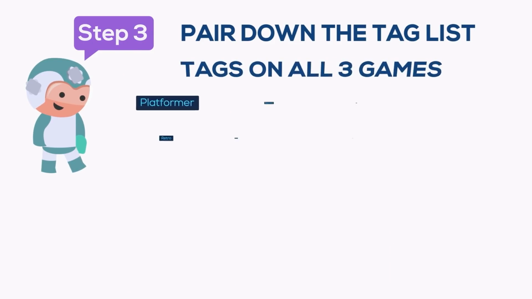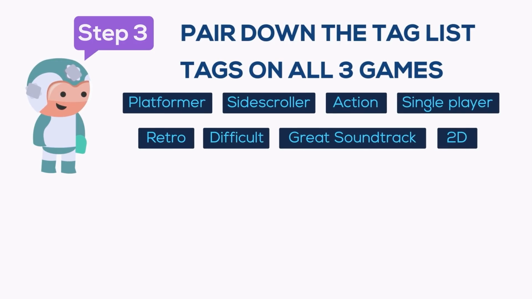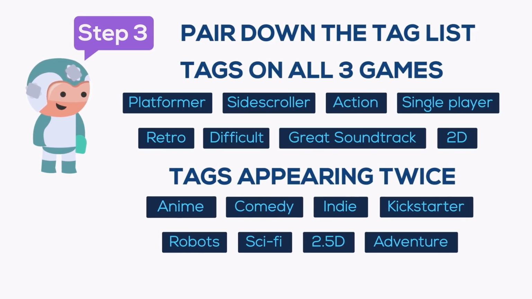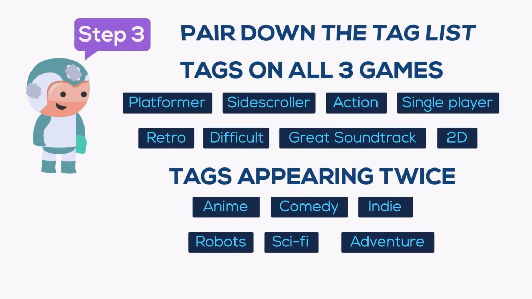There are 8 tags that showed up on all 3 games. Platformer, which was also in the top 5 of all 3. Side-scroller, action, single player, retro, difficult, great soundtrack, and 2D. There are 8 tags that showed up twice. Anime, comedy, indie, Kickstarter, robots, sci-fi, 2.5D, and adventure. Of these 16 tags, we can take away 2.5D and Kickstarter as they aren't relevant.